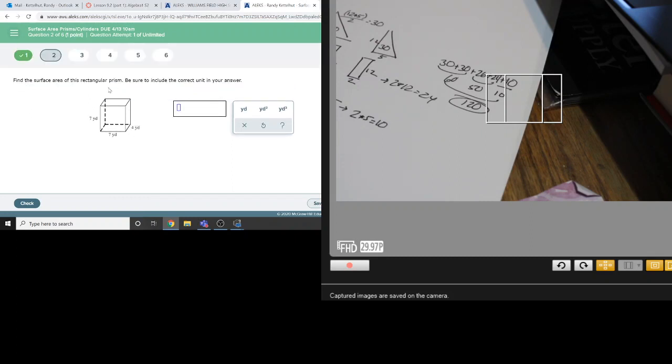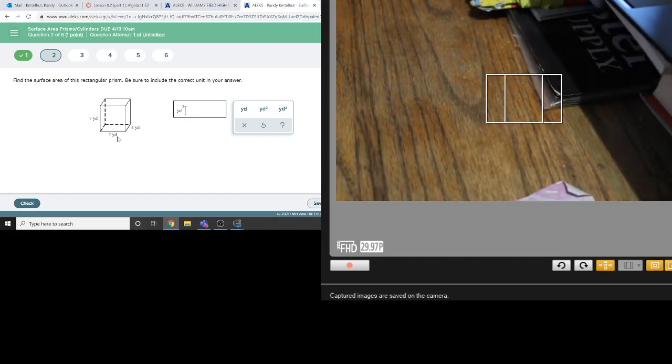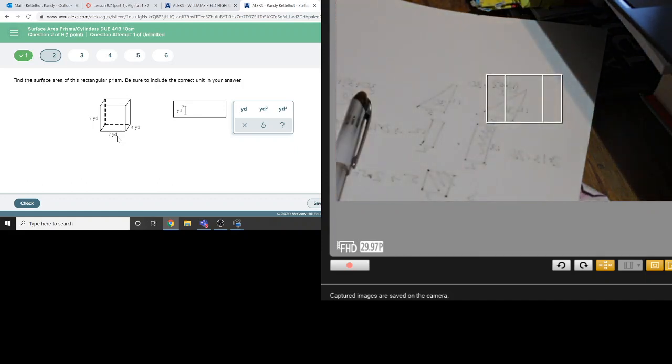Find the surface area of this rectangular prism. Be sure to include the correct unit in our answer. So now we do have to mention the units are going to be area squared. Area is always squared. Surface area is also always squared. The hard part here that I'm afraid is going to happen is people are going to go straight into length, width, height. That is volume. This is asking us for surface area.